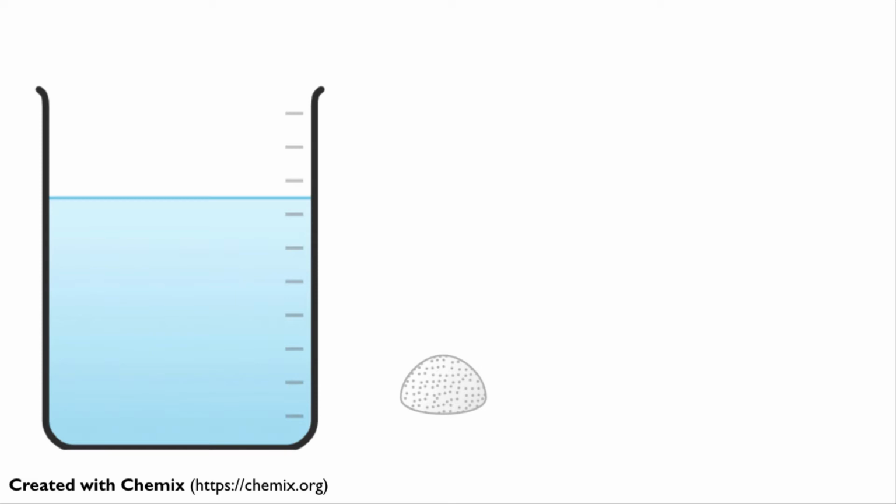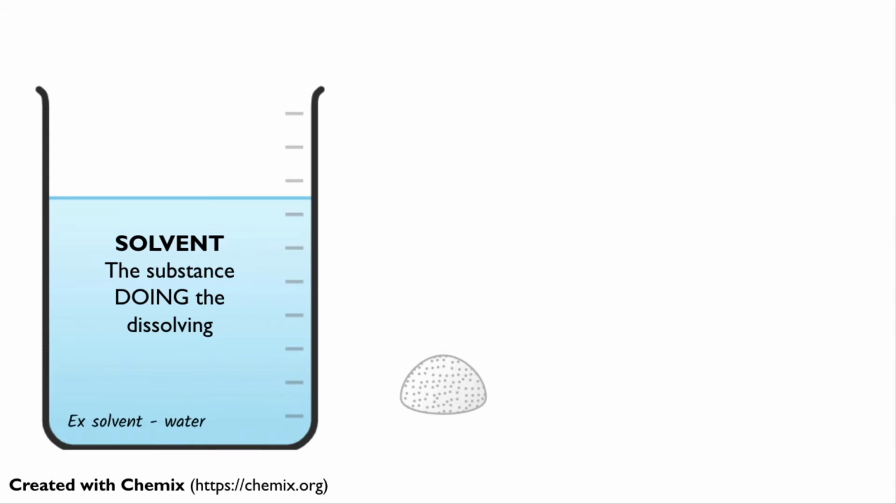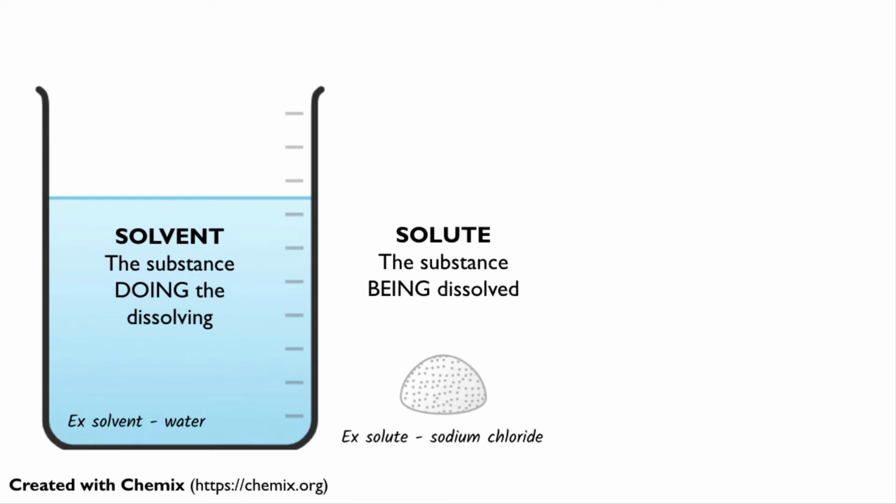So when we're talking about a solution, the terms solvent and solute are pretty important. A solvent is the substance that is doing the dissolving. So if we're thinking about a cup of water and a teaspoon of salt, the solvent would be the water, the substance that will do the dissolving. The solute is the substance that is being dissolved. These two words are very similar, so you just have to remember the difference. Solvent does the dissolving, solute is the substance that is being dissolved.